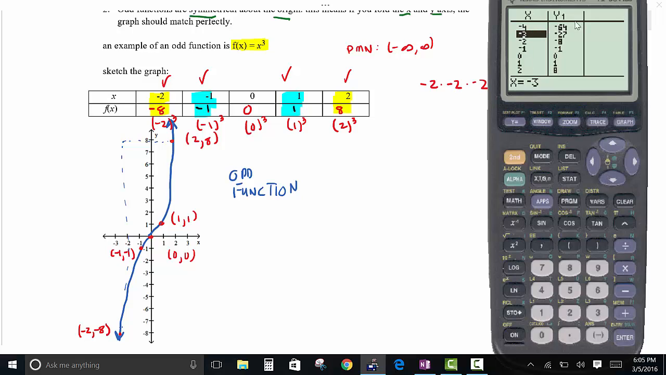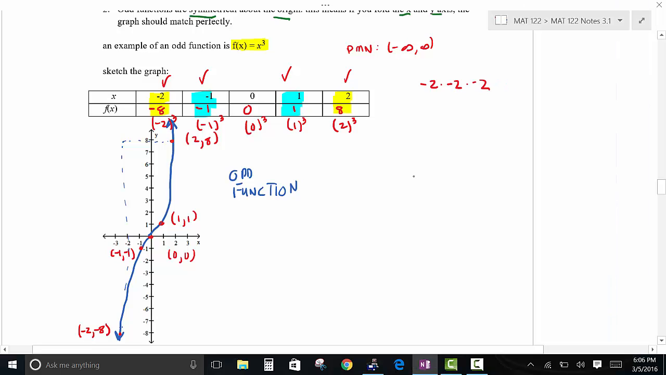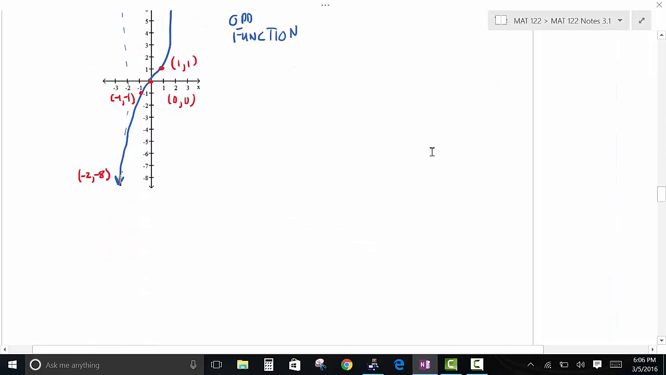So notice you have negative 4, negative 64. Negative 3, negative 27. So if I scroll down a little bit on this, look what you got. You have opposite x, opposite y. Opposite x, opposite y, and it will be that way through every point on that function. Okay, so that's the idea. Okay, so that's an example of an odd function.